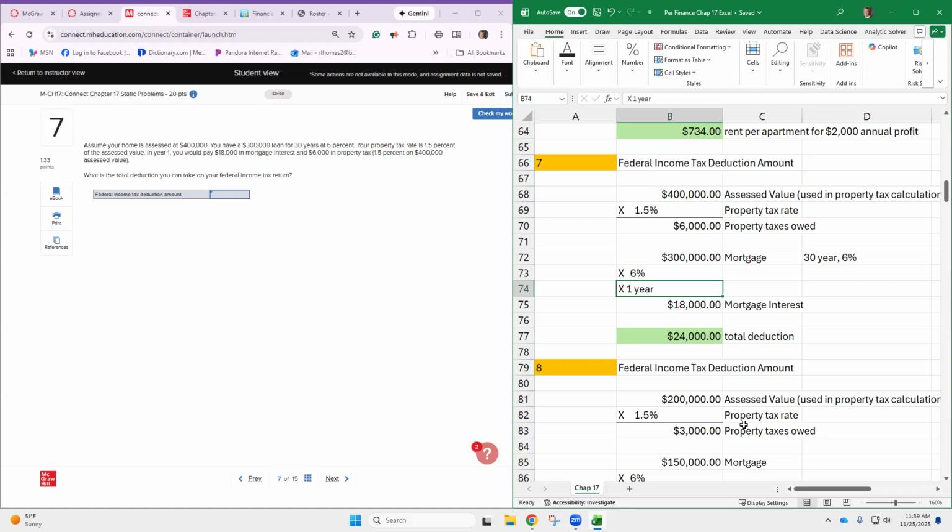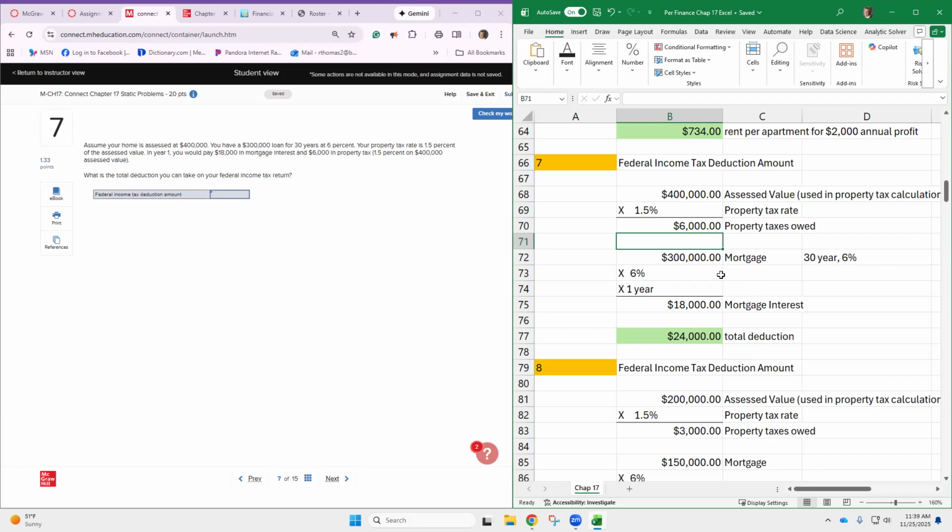Let's see here. I've got 400,000. I'm going to take it times 1.5%. So here are the property taxes owed: $6,000 is owed, a property tax of 1.5% on a value of $400,000.